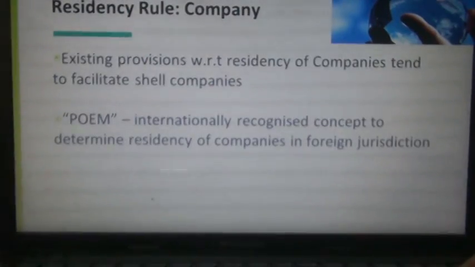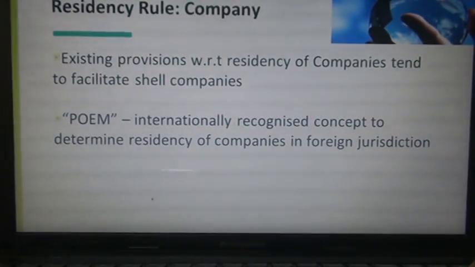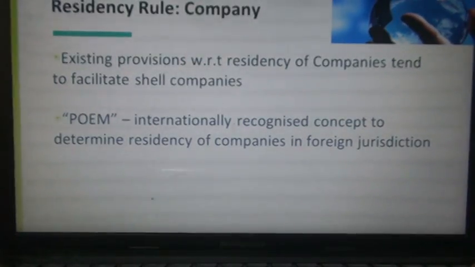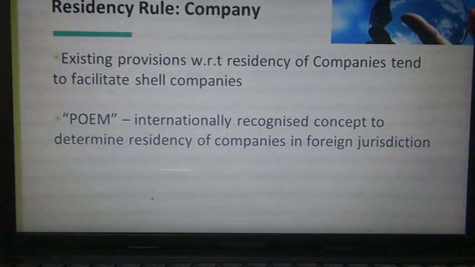There is not much light yet thrown on what this place of effective management is to be considered as, but we all know that it is a concept which is borrowed from internationally accepted guidelines. It is something which the OECD talks of, and detailed guidelines will soon follow as regards the determination of POEM. The reason for this particular amendment, I would say, is as the residency rule presently is, it facilitates the existence of shell companies in India. So as to say that foreign companies will be treated as residents if their control and management is totally in India. That was what the present rule is.